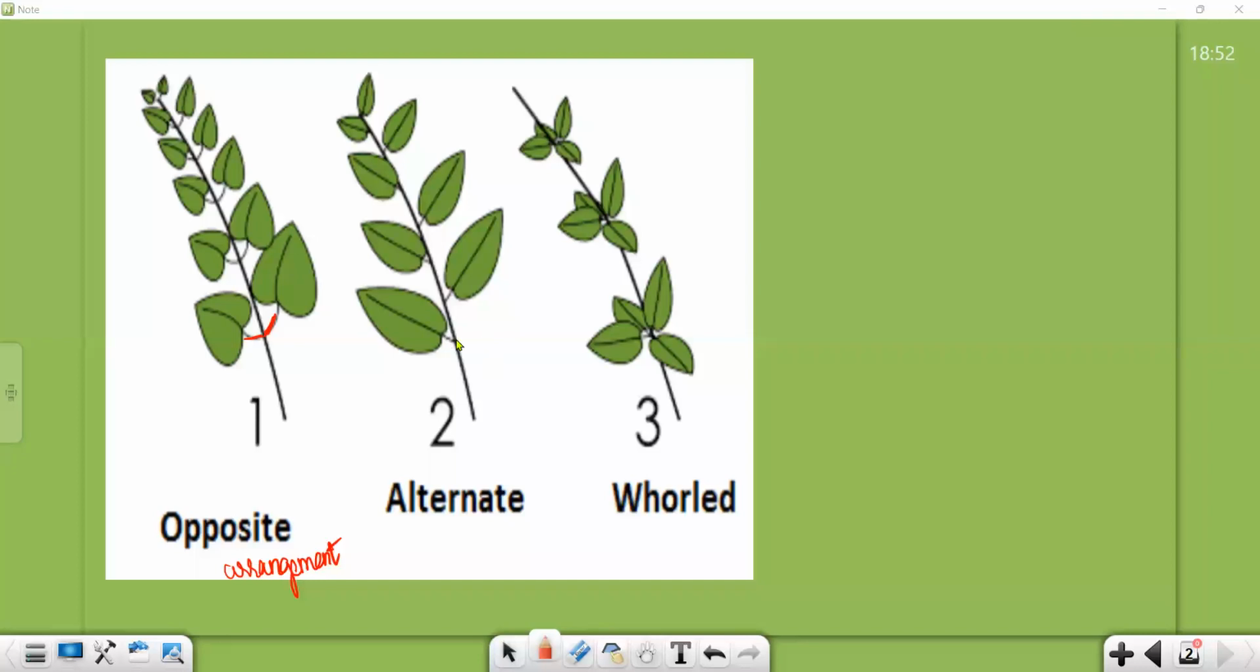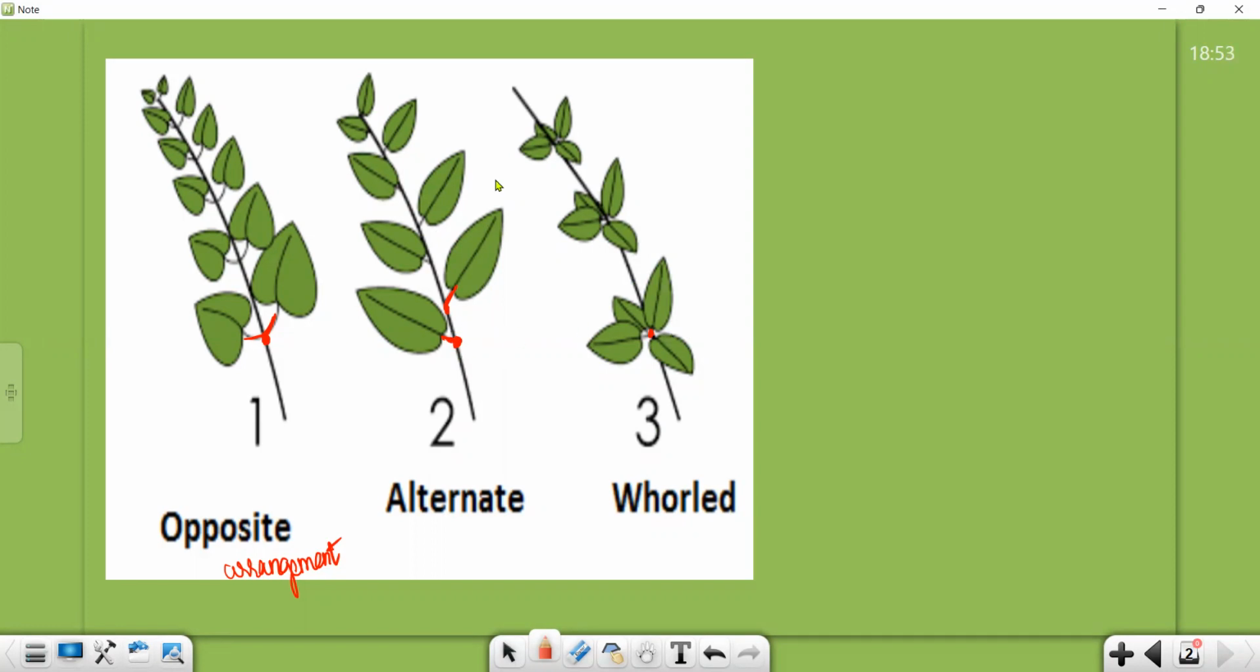Coming to the other one, you can see how they're arranged. They're arranged alternately, isn't it? Yes, ma'am. From each point, only a single leaf arises. In the opposite arrangement, from each point, two leaves are arranged opposite. Next, in the whorled arrangement, three or more leaves grow from the same node. So what is a node, students? A node is a point where the stem or the leaf is growing, right?